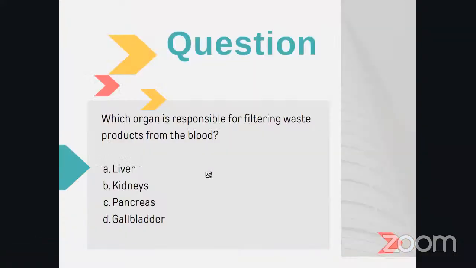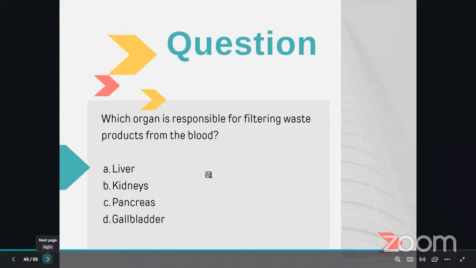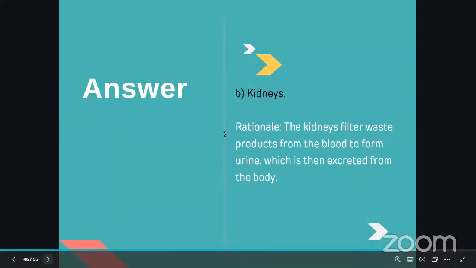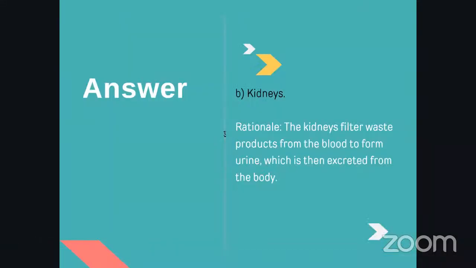Which organ is responsible for filtering waste products from the blood? Is it the liver, kidneys, pancreas, or gallbladder? Waste products. Let's check our answer. It is your kidneys. So your kidneys act as the filter system of the body, and that's how you create urine and we excrete toxins from the body.